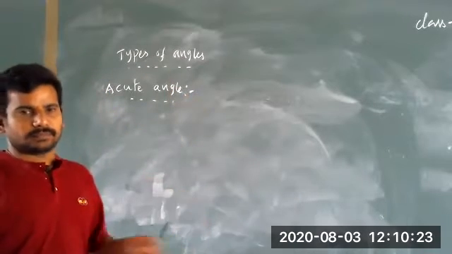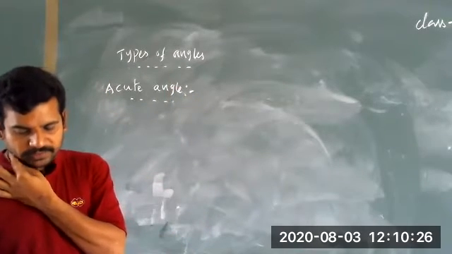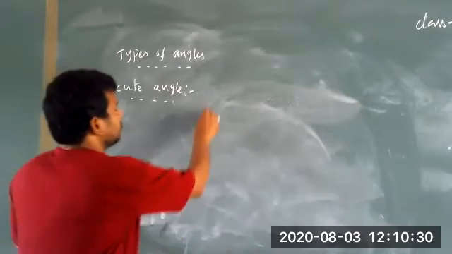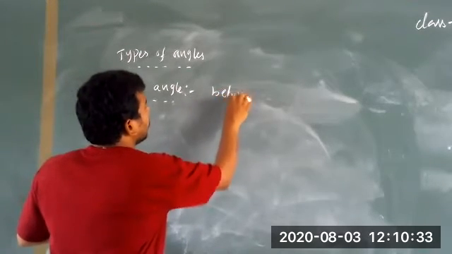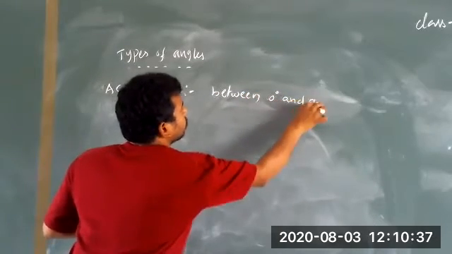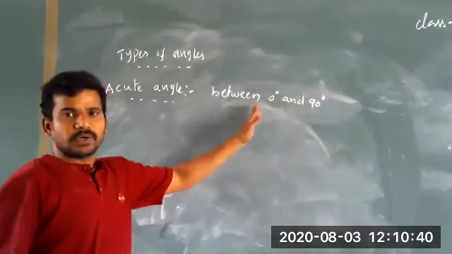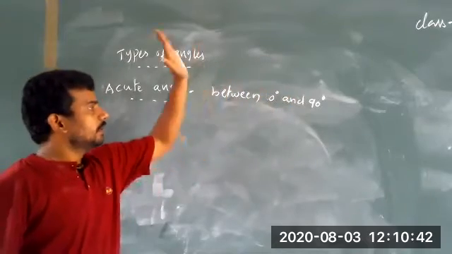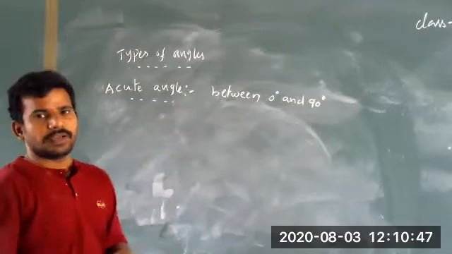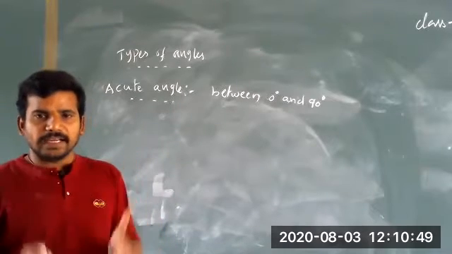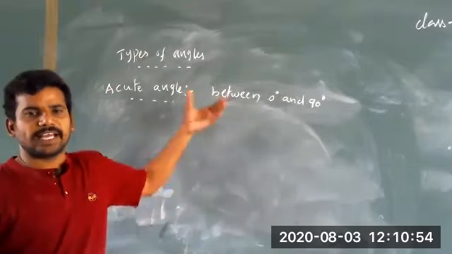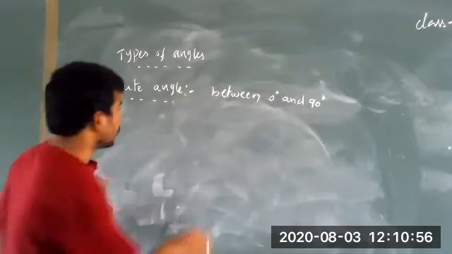Acute angle. So, what about acute angle? An angle is between 0 degrees and 90 degrees. That means above 0 and below 90. So that angle is called acute angle. An angle between 0 degrees and 90 degrees, that angle is called acute angle.